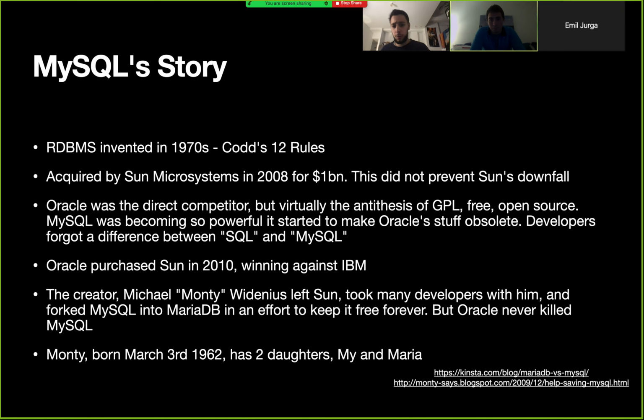But ultimately, Oracle purchased Sun, and this made people very worried because Oracle was the opposite philosophy of what the original developers for MySQL wanted. They wanted open source. Oracle had a history of making things proprietary, and people were worried that they would make MySQL not free. And so some of the developers left Sun Microsystems to create a fork of MySQL called MariaDB, with the mission of keeping it free forever.